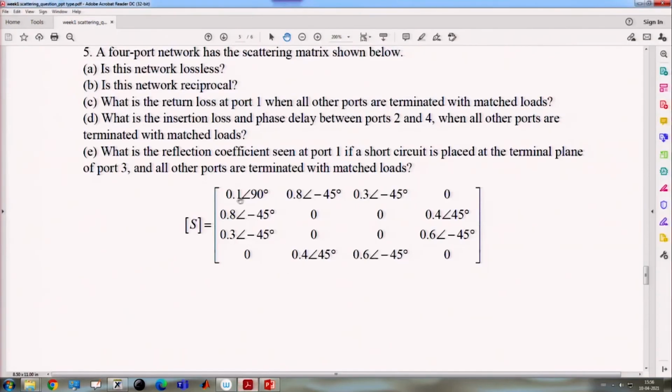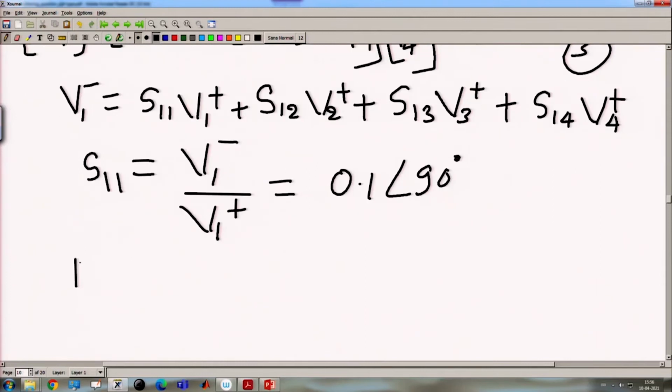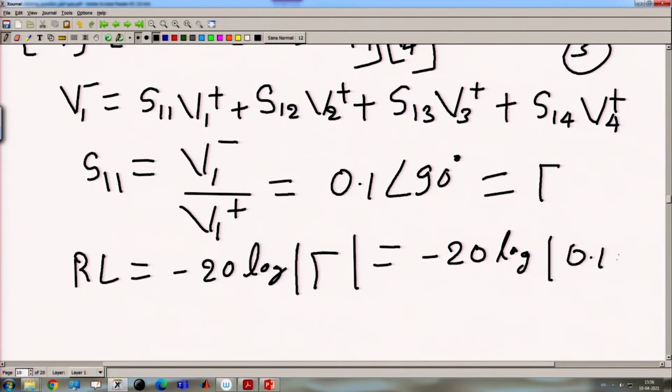So, for that case this will equal 0.190 degree. Return loss can be found: return loss equals minus 20 log of mod of gamma, that will equal minus 20 log of 0.1, that will equal 20 dB. So, this is the answer for the third part.